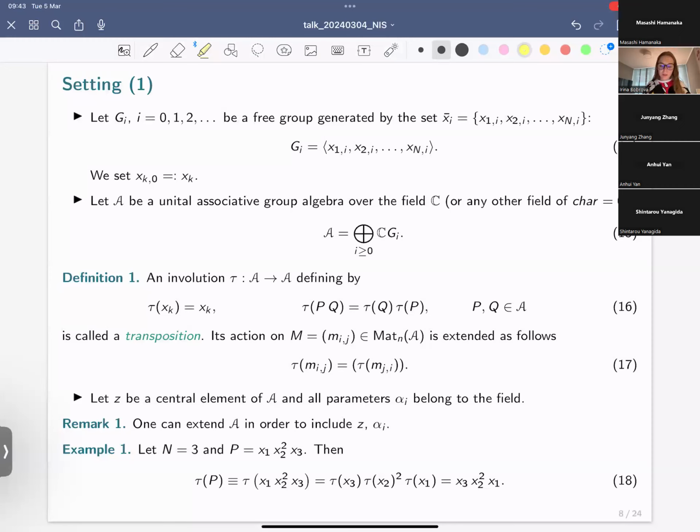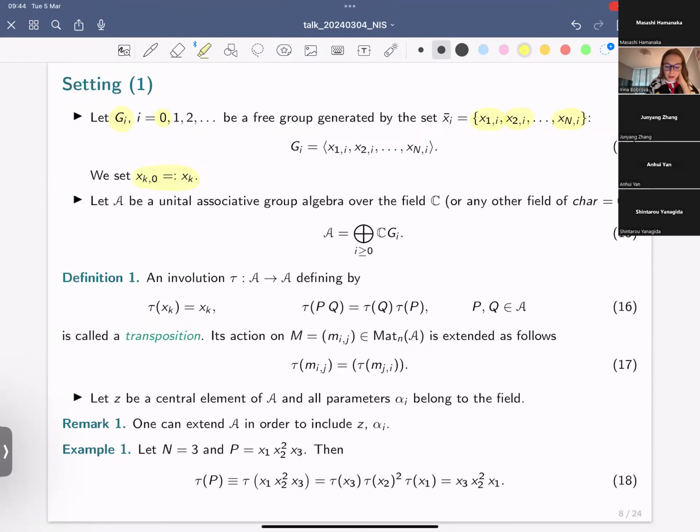Let me take some kind of setting for this case. So we want to introduce J sub I, where I is equal to 0, 1, 2, and so on. They are free groups generated by the finite set of the variables, of the elements x1 sub I, x2 sub I, and so on, until xn sub I. And we set this notation for the 0y.